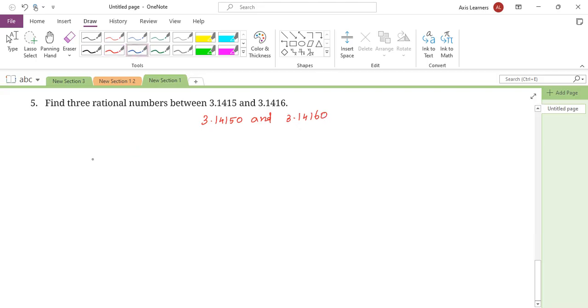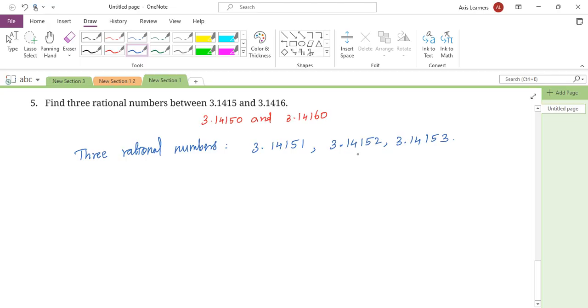Okay, so what will be the 3 numbers? We can write the next number by writing 1, 2, 3 here. 3 rational numbers: 3.14151. Next number, this will become 2, 3.14152, 3.14153. Okay, so we can write these 3 numbers, but we can write so many numbers.